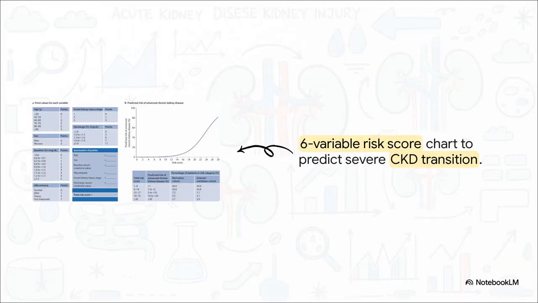By taking clinical data and plugging it into a validated 6-variable risk score, we can precision target our nephrology resources. We can focus on the patients mathematically most likely to progress to severe CKD. By looking at factors like age, sex, baseline creatinine, albuminuria, AKI stage, and their discharge creatinine, we can calculate exactly who needs intense nephrology follow-up and who can be safely managed by their primary care provider.